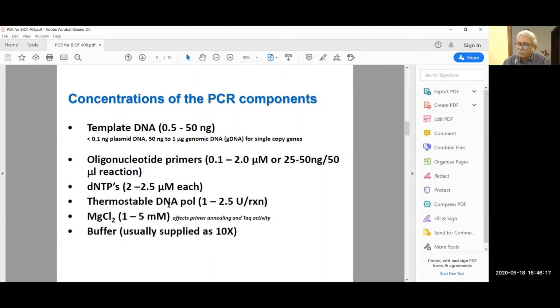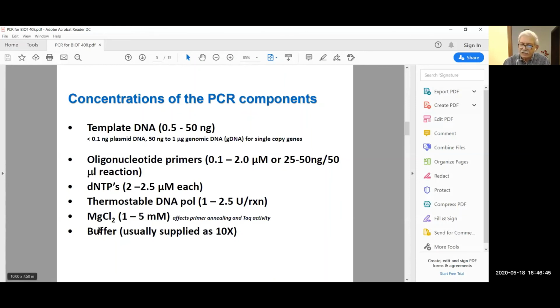Then we take Taq polymerase, which comes as 5 units per microliter. We can use 1 unit in a PCR reaction, but to be on the safe side, because we don't know how much shelf life of the polymerase is left in the tube, we take 2.5 units. It means half a microliter of the Taq polymerase per 25 microliter PCR reaction is sufficient.